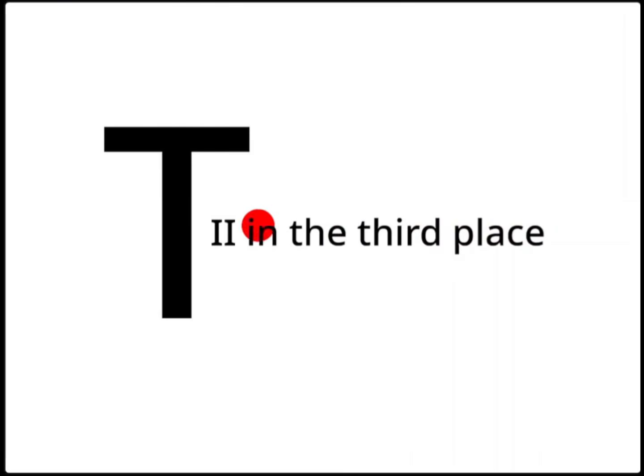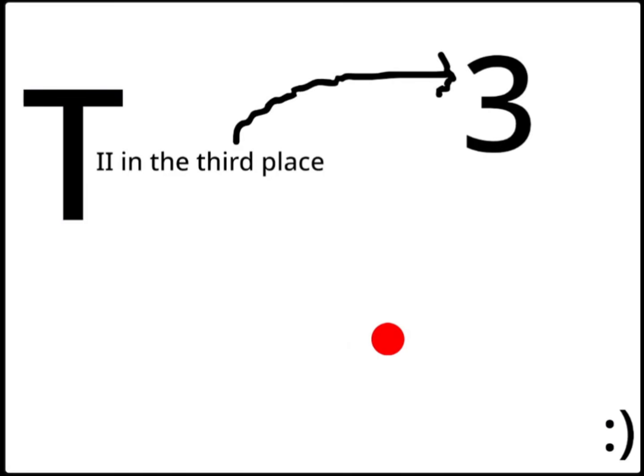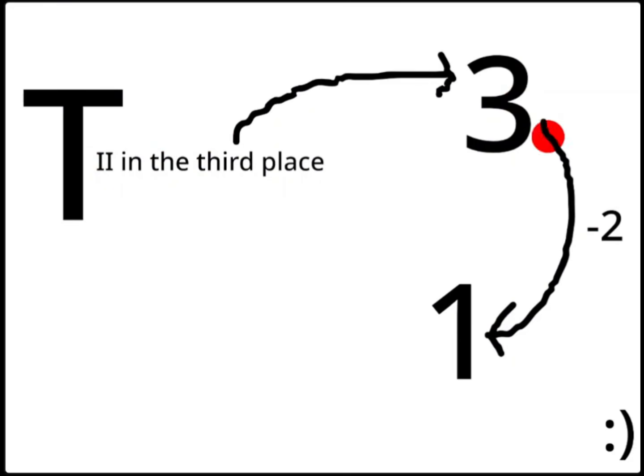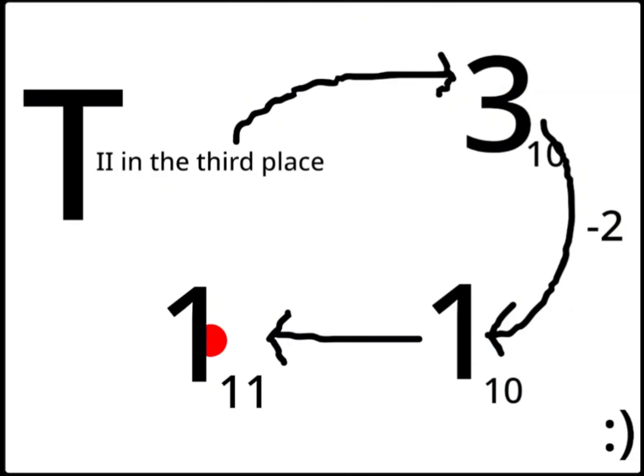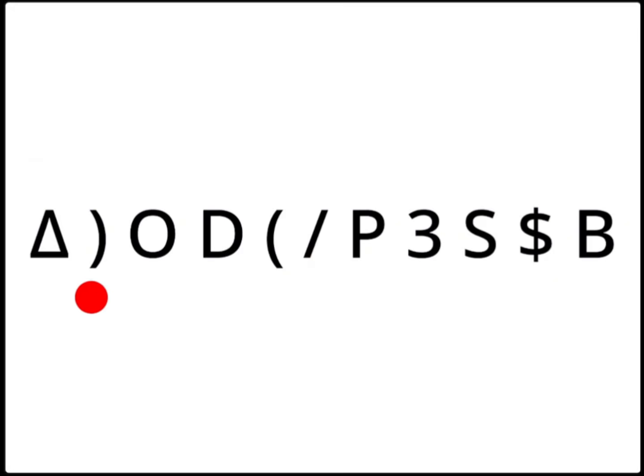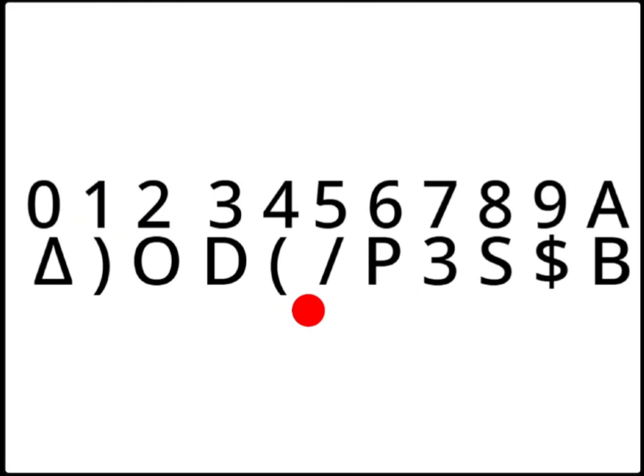So, if we take T and I in the 3rd place, this is going to be equal to this smiley face. So basically, we take the 3 from the 3rd place. We subtract 2 from that. Then we convert that to base 11. But not just any base 11. We're using a special base 11 that consists of these cool symbols that can be used to make emoticons. So this is how this base 11 works.